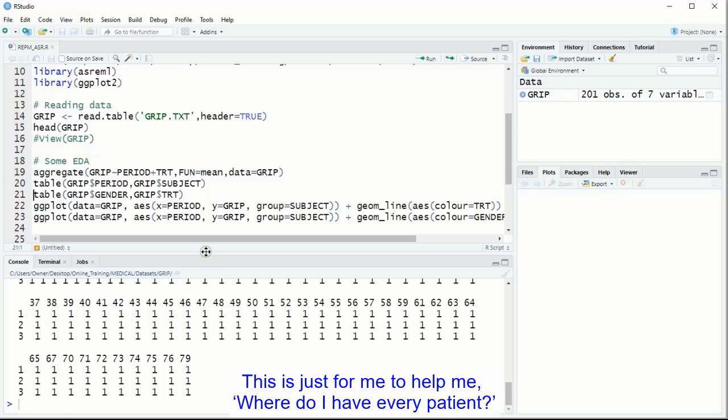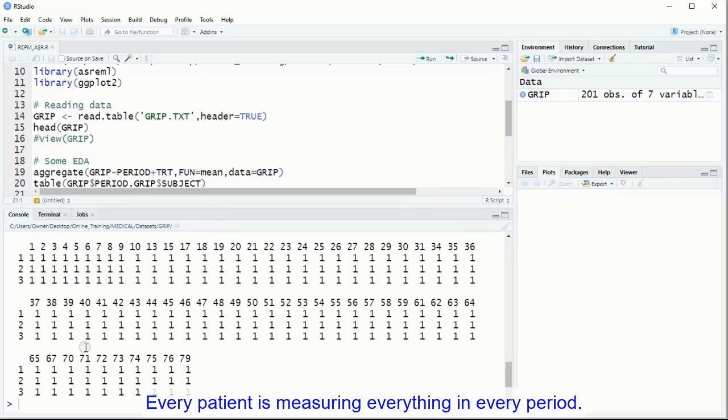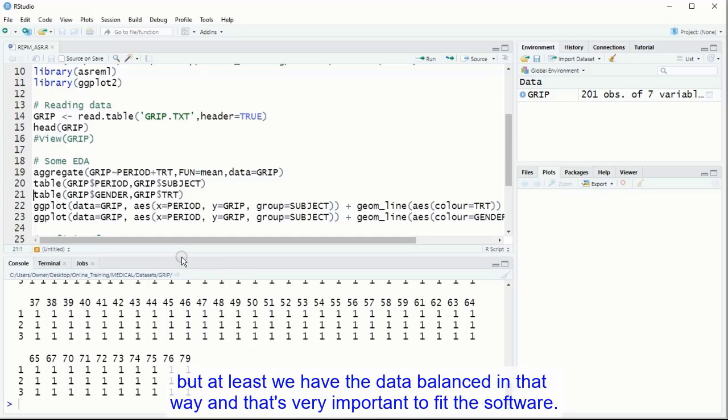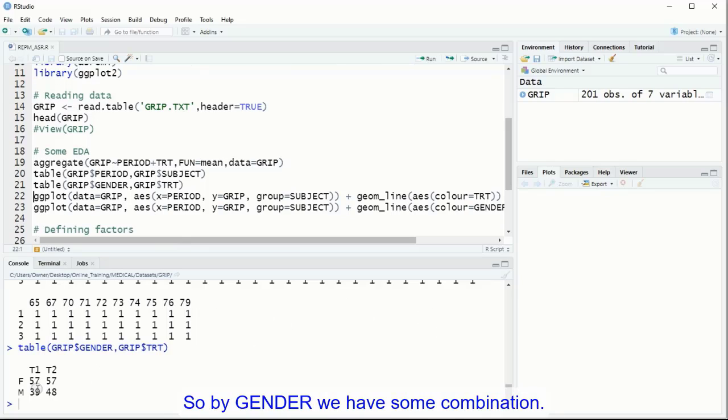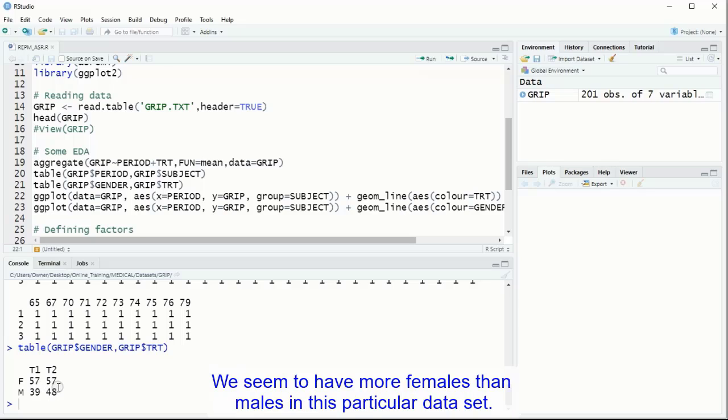This is just to help me see where I have every patient. Every patient is measured in every period. Obviously we have some NAs, but at least we have the data balanced in that way, and that's very important to fit the software. So by gender we have some combination. We have males and females assigned to the different groups. We seem to have more females than males in this particular data set.